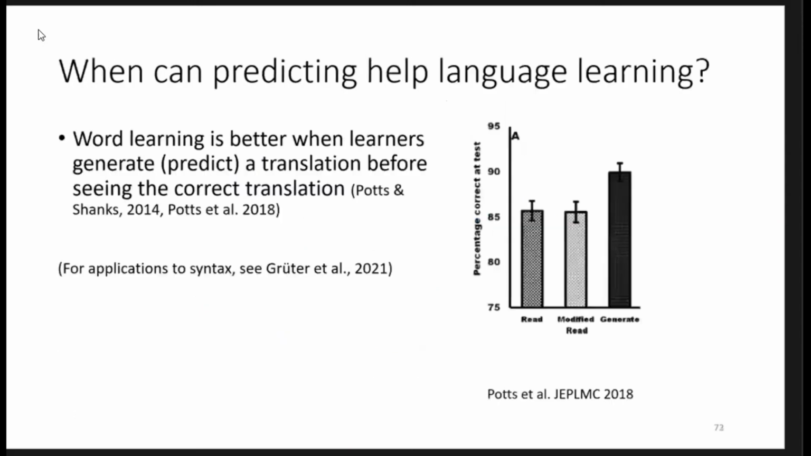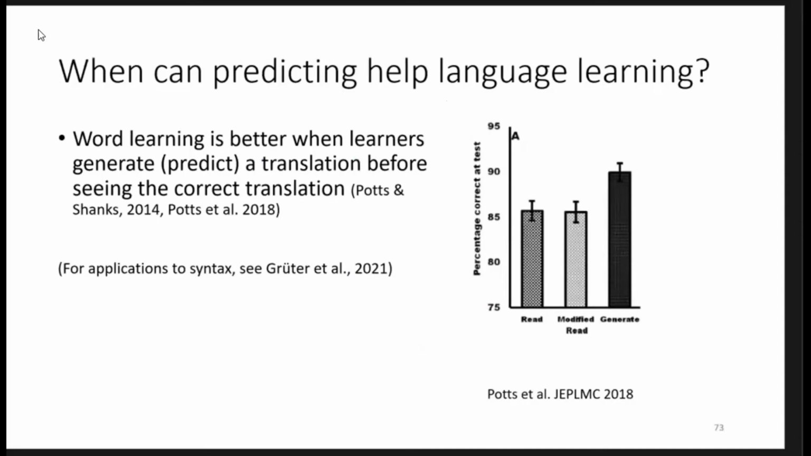So this also leads into, now, is there a relation at all between prediction and language learning? So is there a situation in which prediction can help learning? The answer is it might be if you make prediction really conscious. So if you tell people to actively predict, it might help. So this was a study from Potts and Shanks.